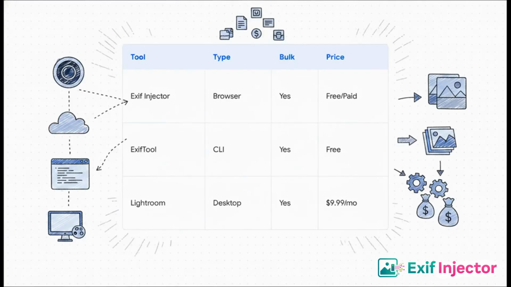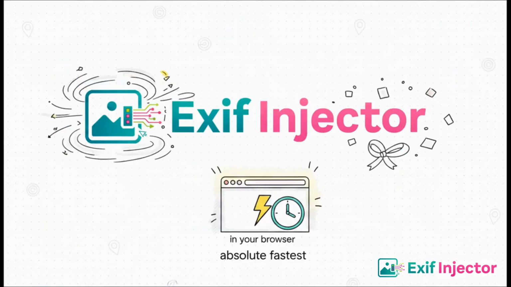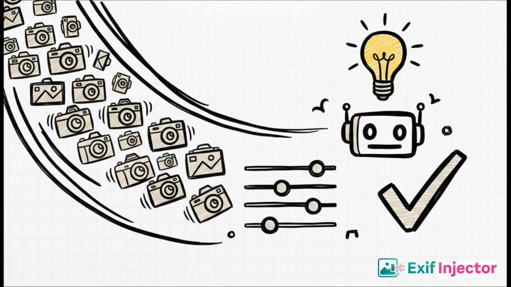Let's quickly compare the top 3 injection tools to see which one actually fits your daily workflow. Exif Injector is the absolute fastest way to inject metadata right in your browser. Zero setup required. It processes hundreds of images instantly, using AI for keywords and platform presets to keep you compliant.